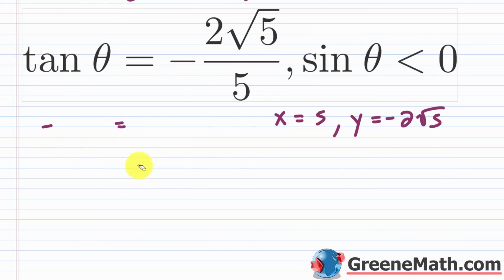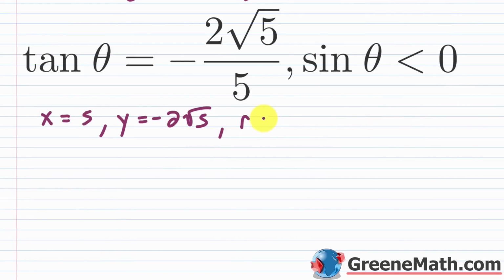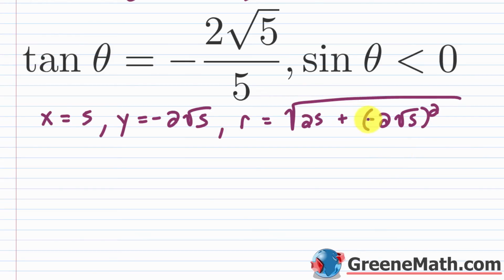Okay, so I just need to get my r value going. So let me scooch this over here and say that r is equal to the square root of x squared plus y squared. So your x value here is 5. 5 squared is 25. And your y value here is going to be negative 2 times the square root of 5, and that's going to be squared. Let me put my square root symbol back in. So if you square negative 2, you get 4. Right? And then the square root of 5 squared is going to be 5. So this is going to be 4 times 5 or 20.